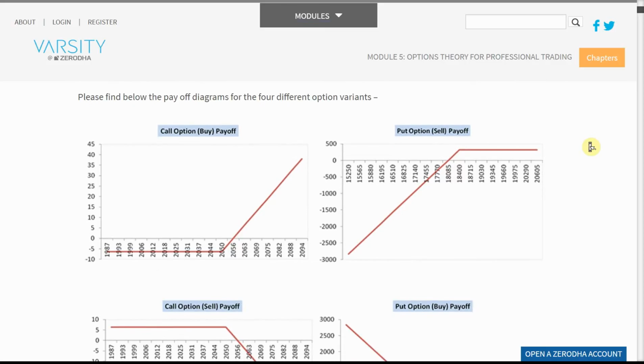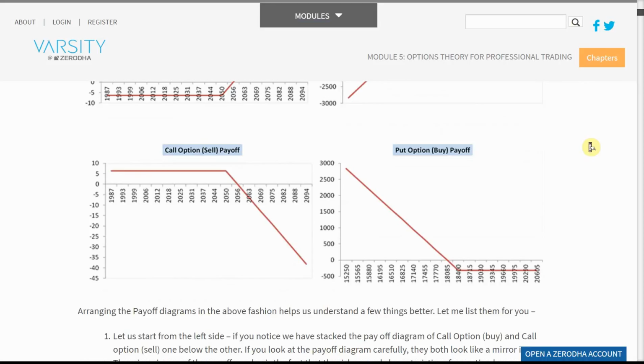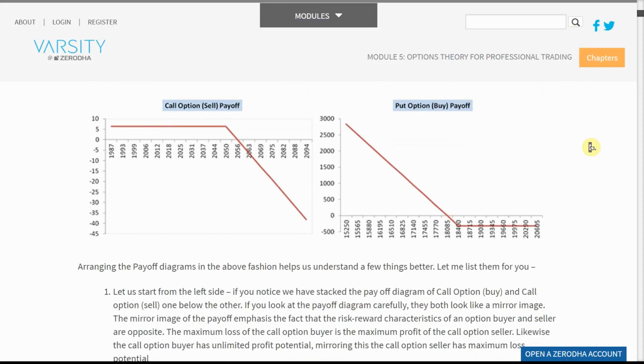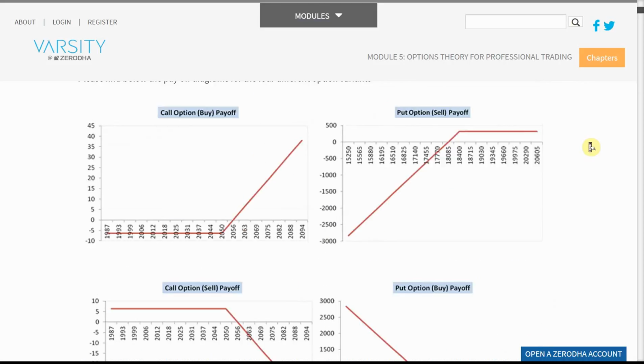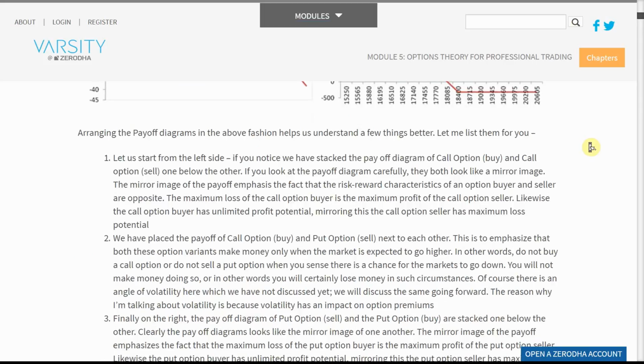Please find below the payoff diagrams for the four different option variants. Arranging the payoff diagrams in the above fashion helps us understand a few things better. Let me list them for you. Let us start from the left side. If you notice, we have stacked the payoff diagram of call option, buy, and call option, sell, one below the other. If you look at the payoff diagram carefully, they both look like a mirror image.